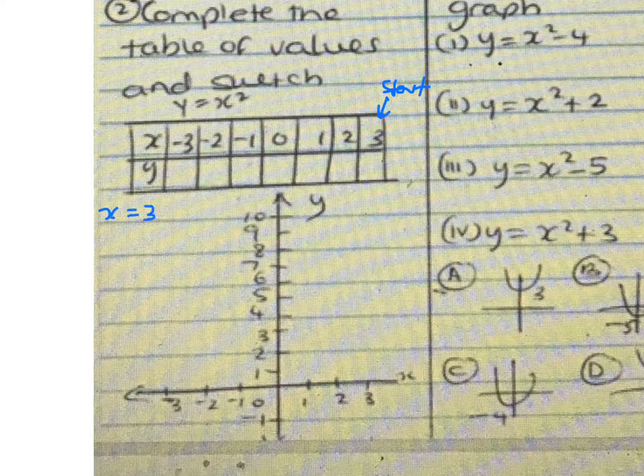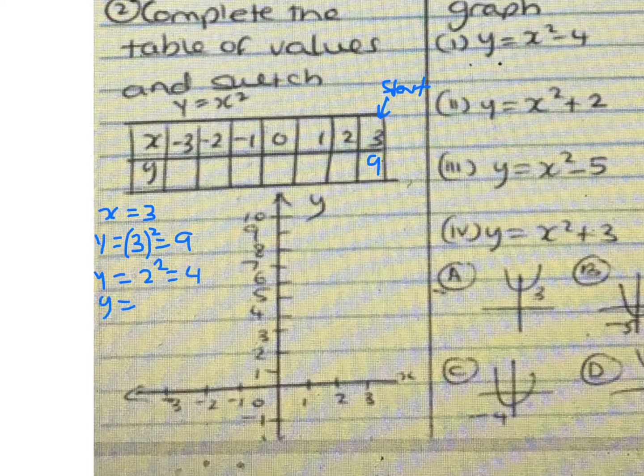I always like you to start at the positive first because it's easier to calculate. So if you put x equals 3, then y would be 3 squared, which is 9. You can put brackets around that, but you don't need to. It's only when it's a negative. If you put in x equals 2, you go 2 squared, which is 4. x equals 1, 1 squared, which is 1. 0 squared, which is 0.